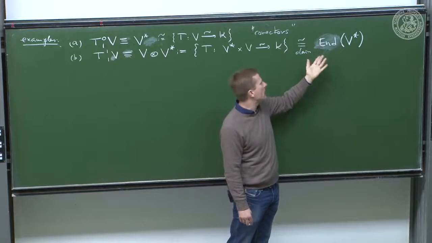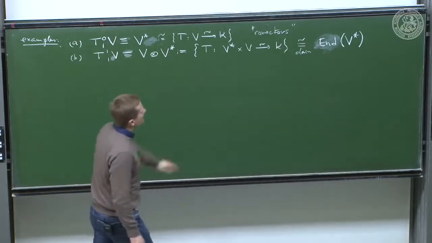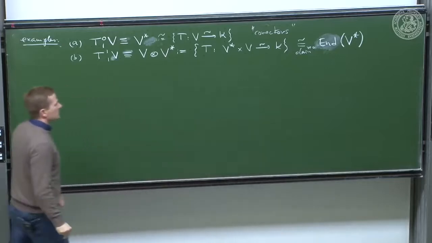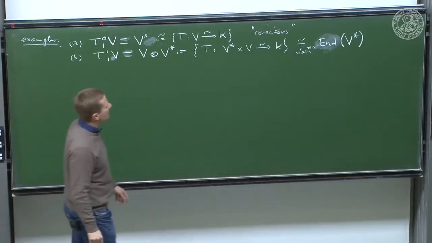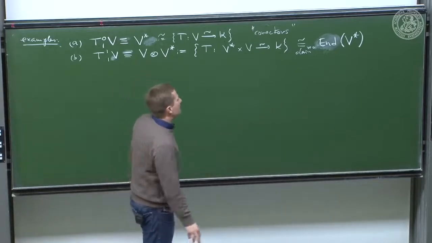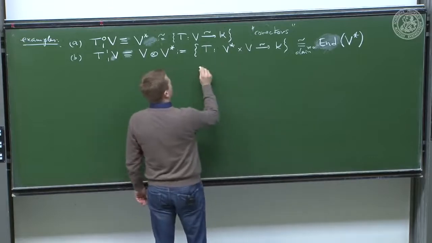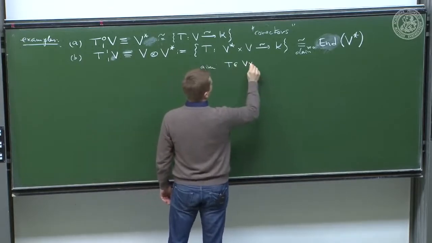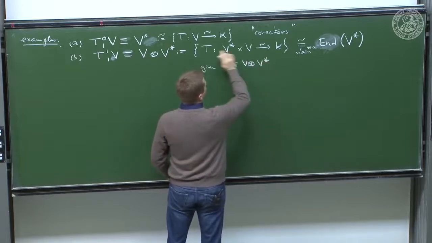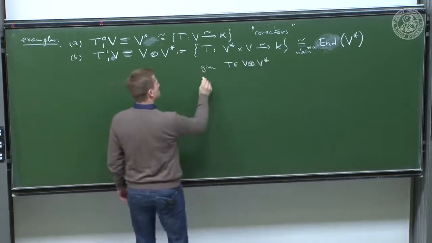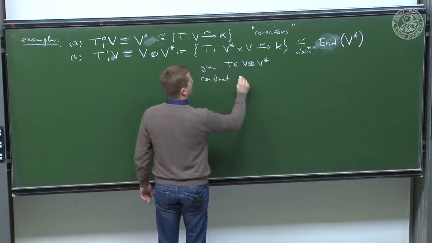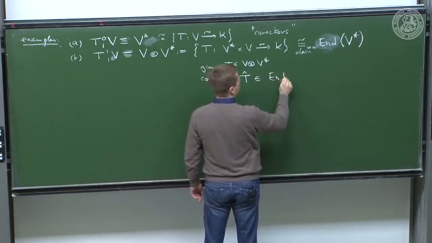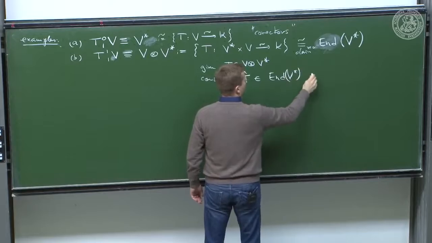You can map this one to one, and you have to check that this is, as a vector space, the same. So you not only have to construct a bijection, you have to see that it's linear in both directions. But that's very simple. So given a T in V tensor V star, you construct a T hat, which is now an element in End(V star), as follows.